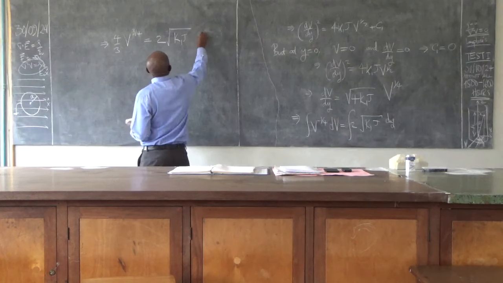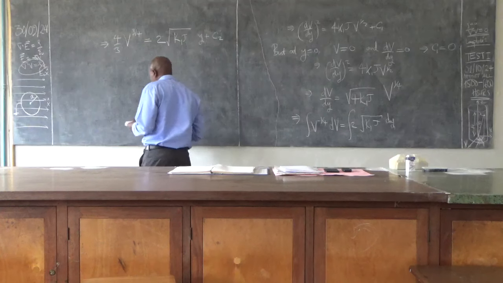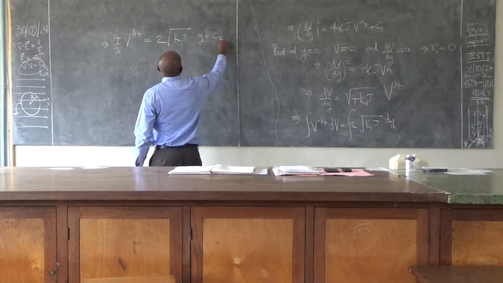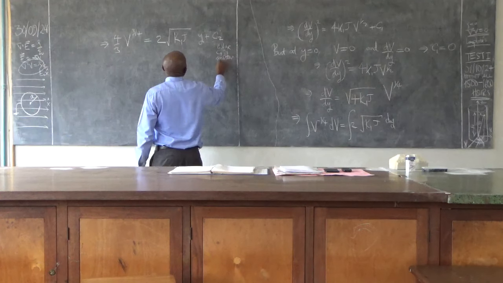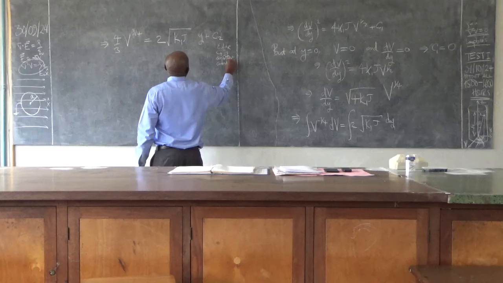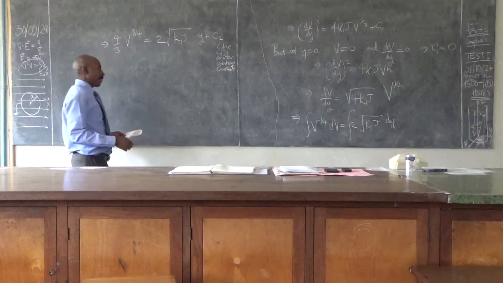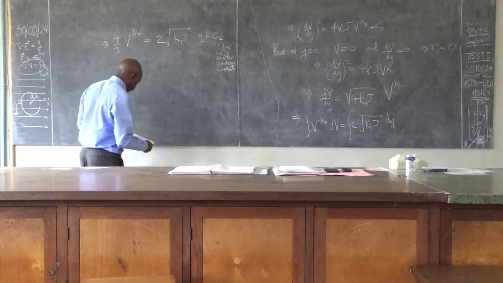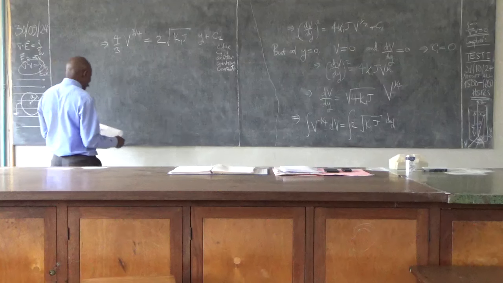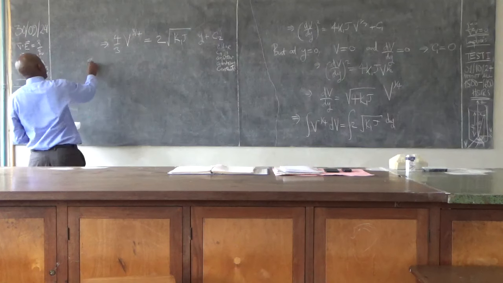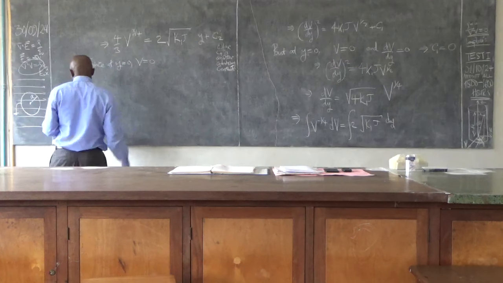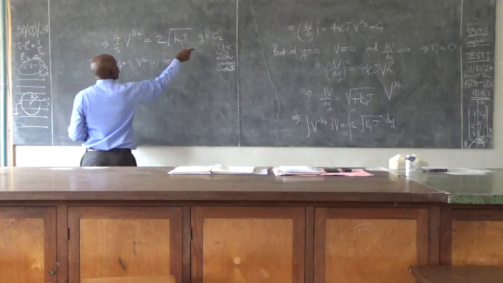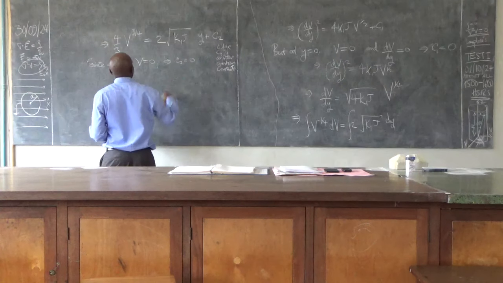times y plus C2, another constant, where C2 is another arbitrary constant obtained by boundary conditions. So since at y equal to 0, potential is equal to 0, this would imply that now the C2 equals 0.